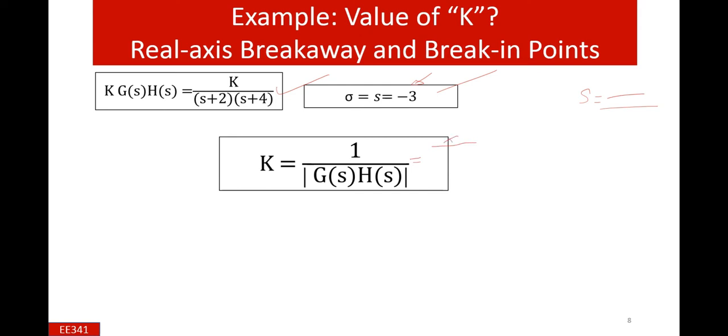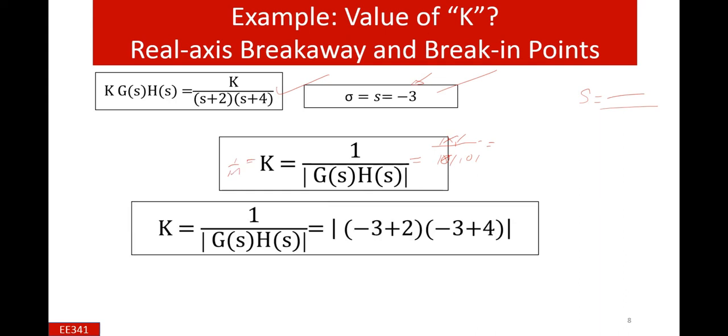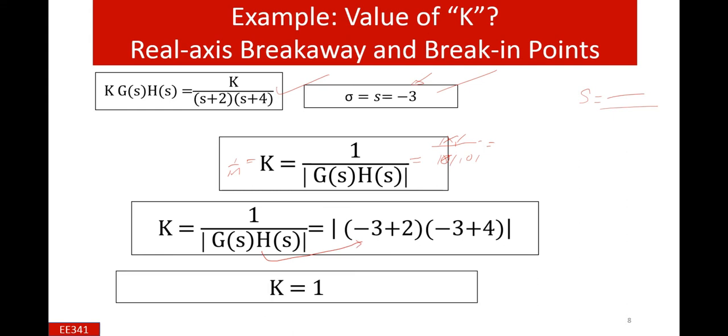For example, there are poles at 1, 2, 3, and the path of that is divided by the length of the zeros, the product of the length of the zeros. So it is equal to 1 over m. In this case, by just taking the transfer function and substituting s equal to -3, we find that k is equal to 1. So at the breakaway point k is equal to 1.